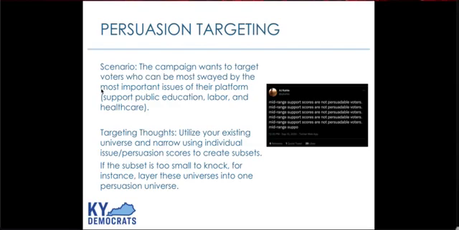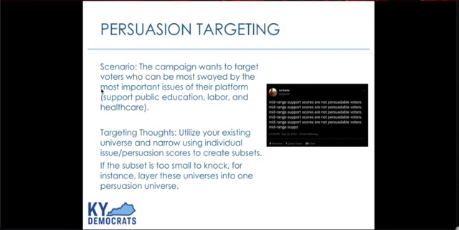Next, persuasion targeting. We have another screenshot of AJ saying mid-range support scores are not persuadable voters. So keep that in mind. So with this, the campaign wants to target voters who can be most swayed by the most important issues of their platform. So let's just say that's supporting public education, supporting labor, supporting expanding healthcare.